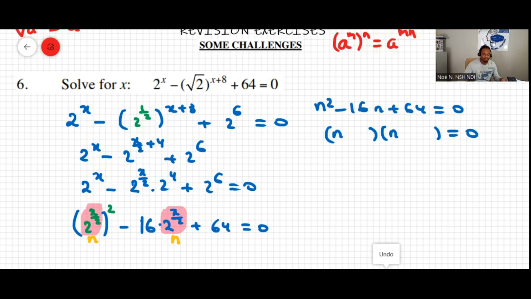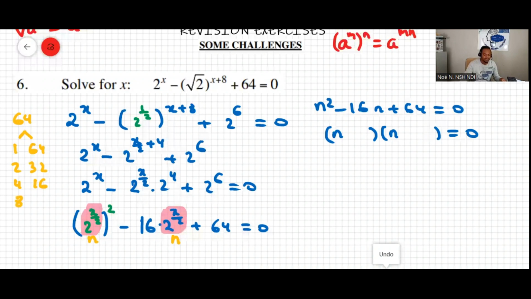Now, when I look at the number that we have here, 64, let me list all the factors of 64 somewhere. There are 1 and 64, 2 and 32, not 3, 4 and 16, yes, and not 5, not 6 either, 7, no, 8 and 8, yes.